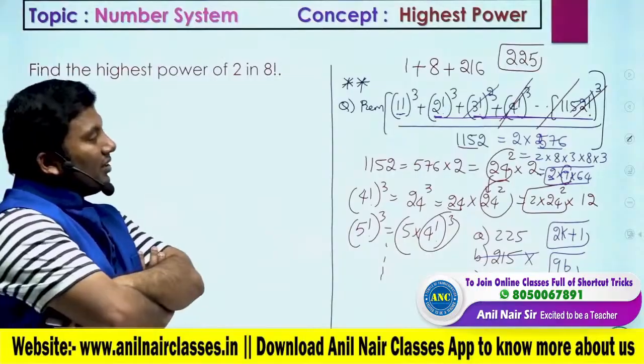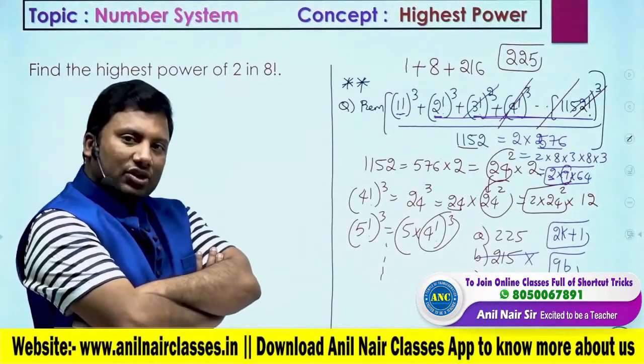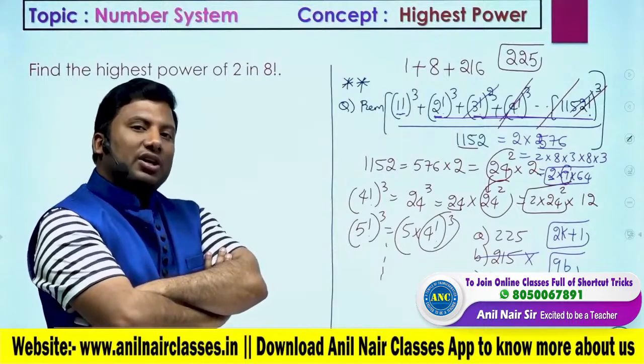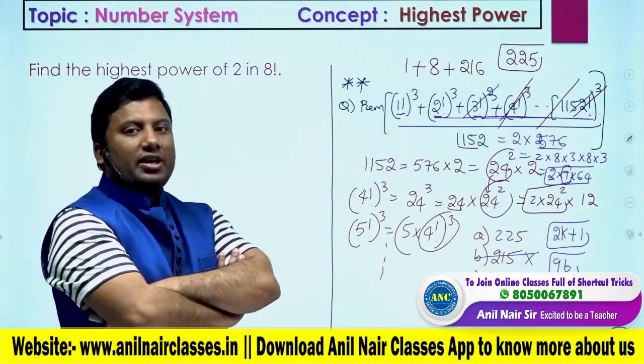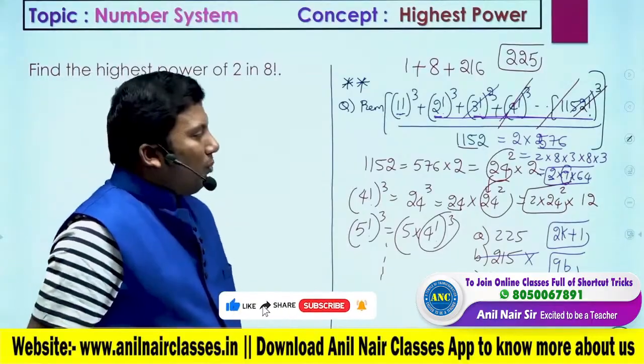What is the concept that I used here? I used the concept of Chinese remainder theorem. What is Chinese remainder theorem? Write the composite number as a product of co-prime numbers.